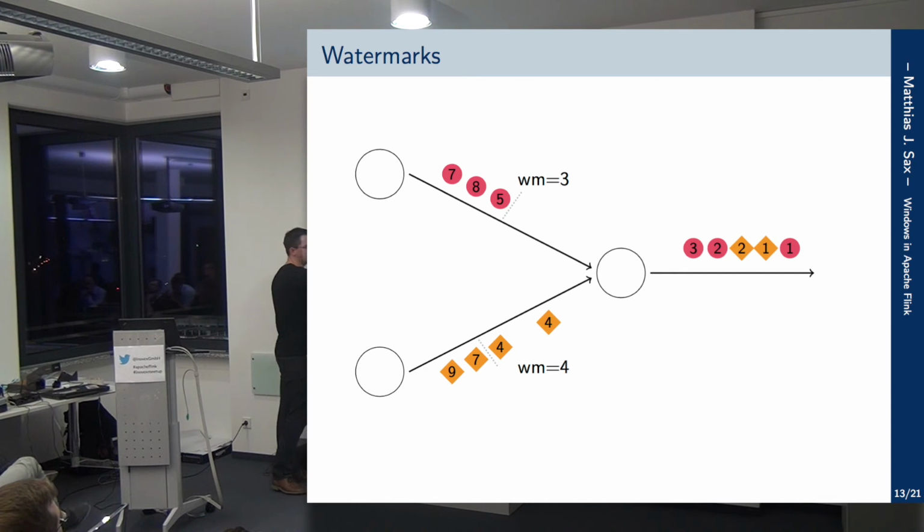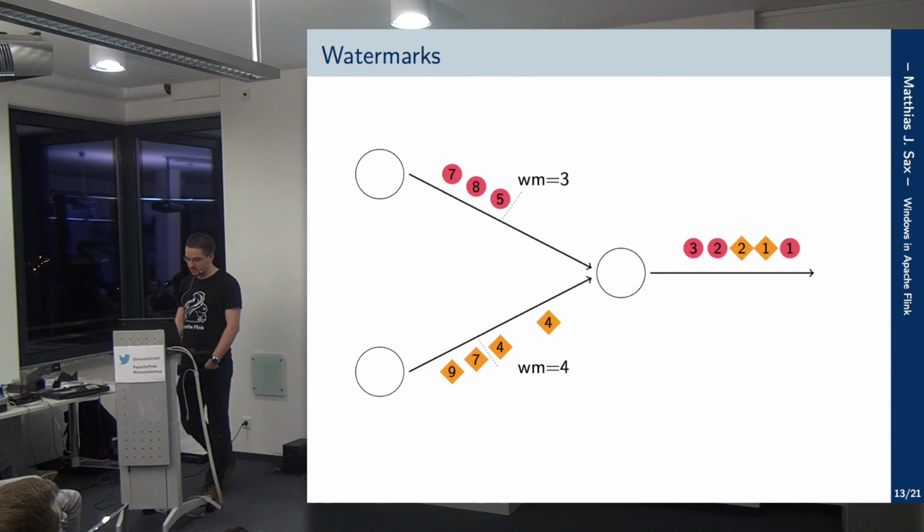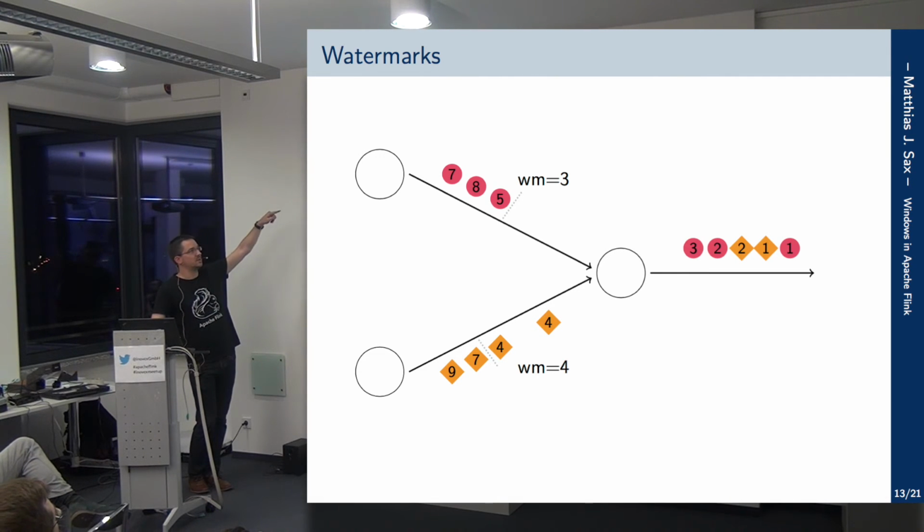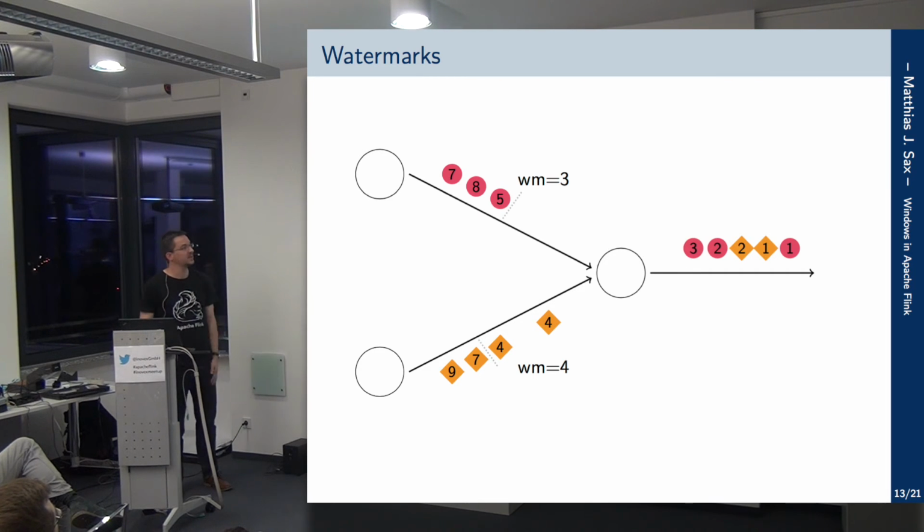We cannot process the tuples with timestamp 4 at this point in time, because on the upper stream we don't have a guarantee that we don't see a tuple of timestamp 4. So this is a little bit delayed.